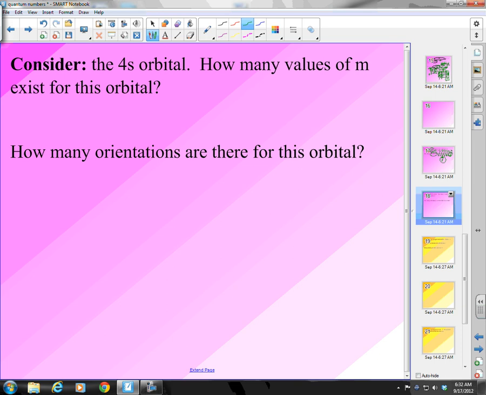Okay, here we go. The 4s orbital, how many values of m exist for this orbital? All right, I'll give you some time to do this. Unpause me when you're ready for the answer.